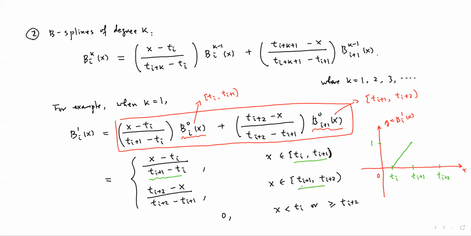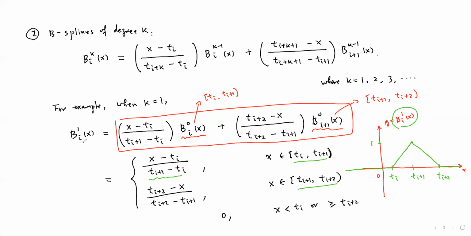Now over this interval, the graph is also a line. When x is TI plus 2, the function value is 0. When x is TI plus 1, the function value is 1. So a line joins this point and this point. Then for any x less than TI or greater than TI plus 2, the graph is 0. This is the graph of this function, BI1.